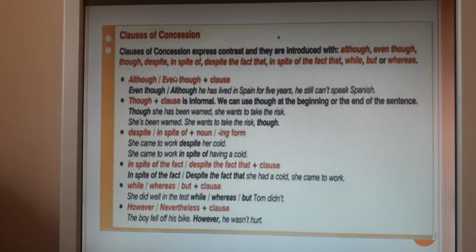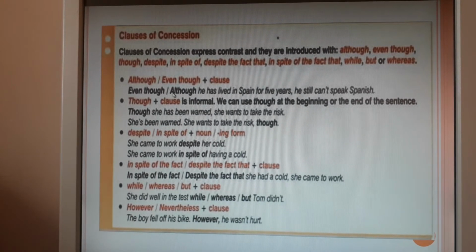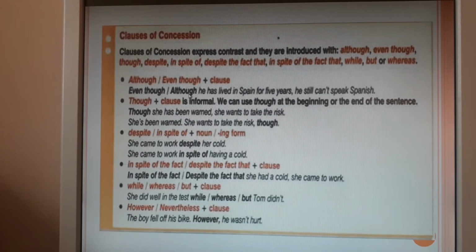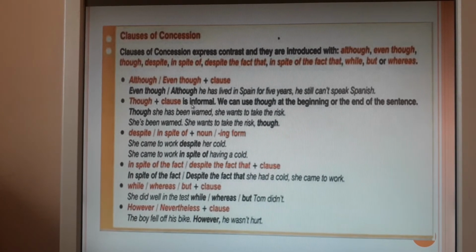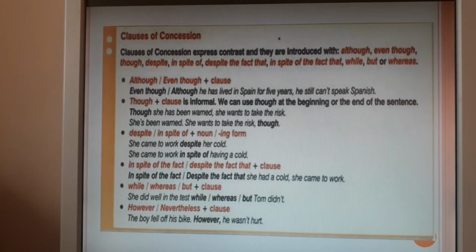Although and even though are followed by a clause. For example, even though or although he has lived in Spain for 5 years, he still can't speak Spanish. Though plus a clause is informal. You can use though at the beginning or the end of the sentence. The sentence does not change its meaning. Though she has been warned, she wants to take the risk. Or: she's been warned. She wants to take the risk though.